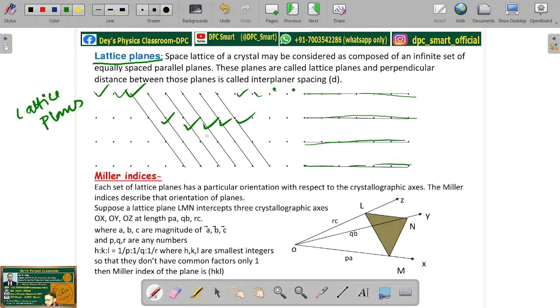So we can imagine that in 3 dimensions all those lattice points are composed of an infinite set of equally spaced parallel planes. So for these two planes, the distance in between them is called interplanar spacing, which is denoted by d. So this is interplanar spacing. Similarly, here this distance is d, interplanar spacing. So planes like these are called lattice planes.